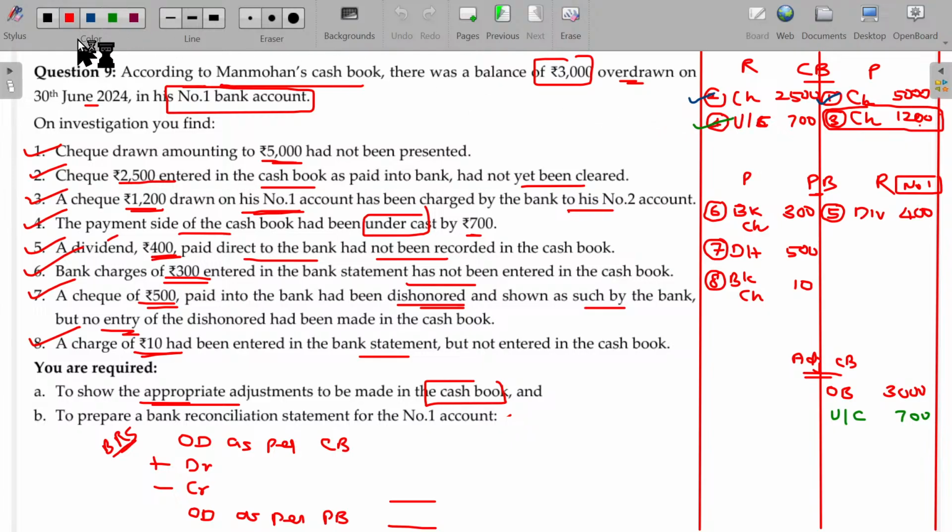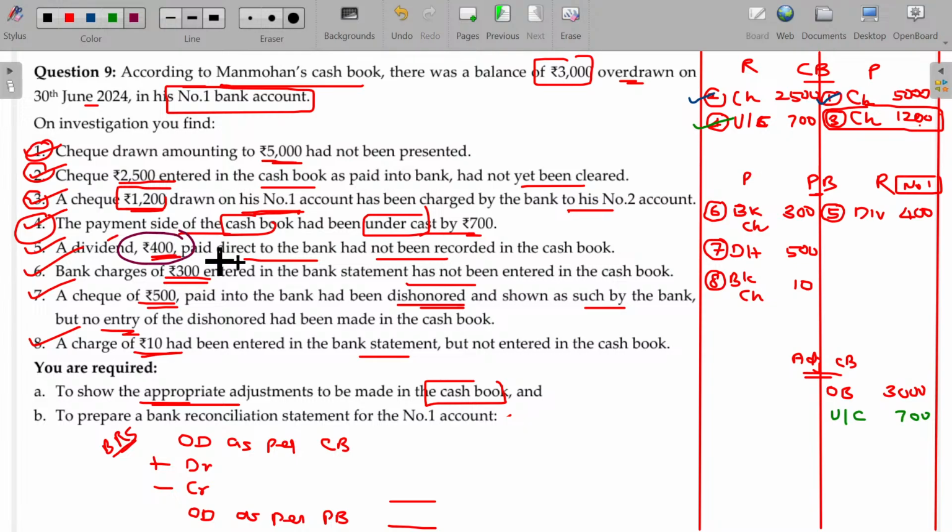So what we have done? Hope nothing is missed, so I may cover up those points here. Point number 1 completed, point number 2 completed, point number 3, 1200 drawn on his number 1 account has been charged by his banker on number 2. So in this case, we have posted here but not posted here in passbook because it's all about number 1 account. Fourth one, the payment side of cash book had been undercast. Undercast should be posted on the other side. So in receipt side, we have posted that value.